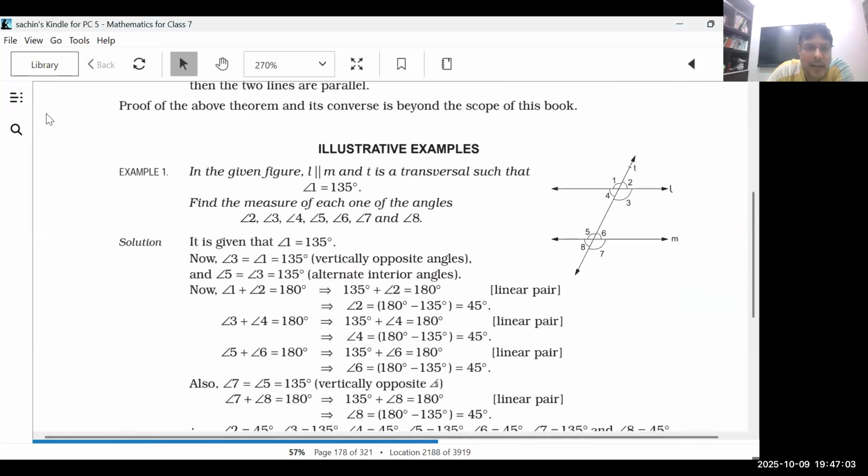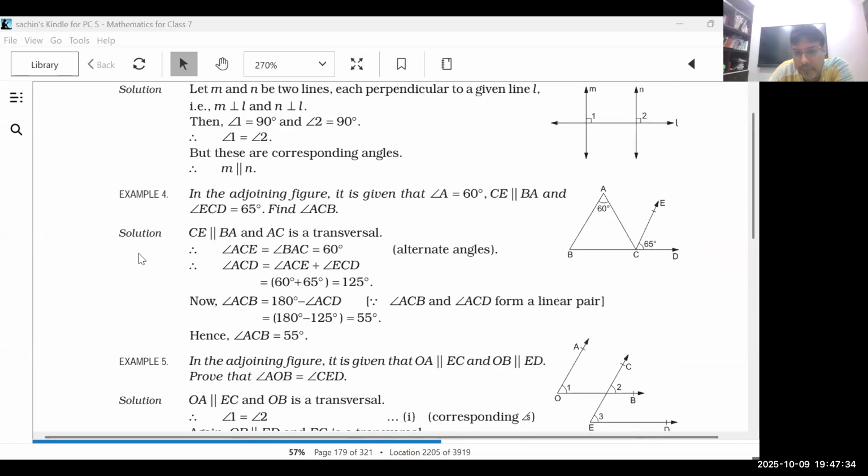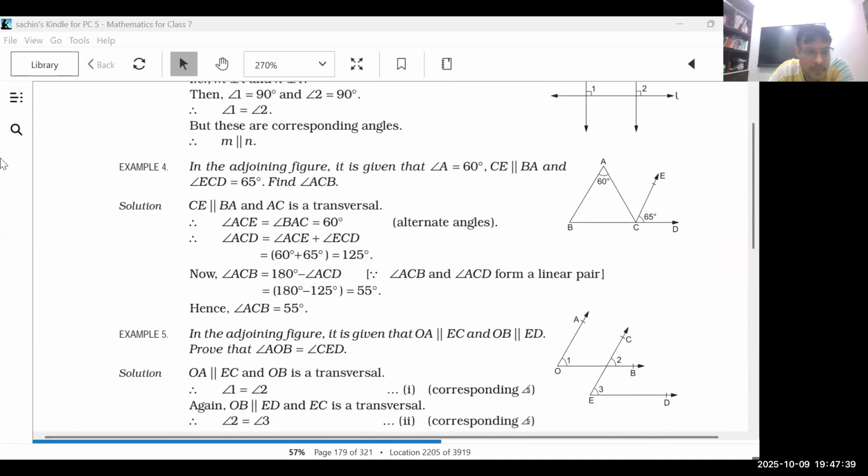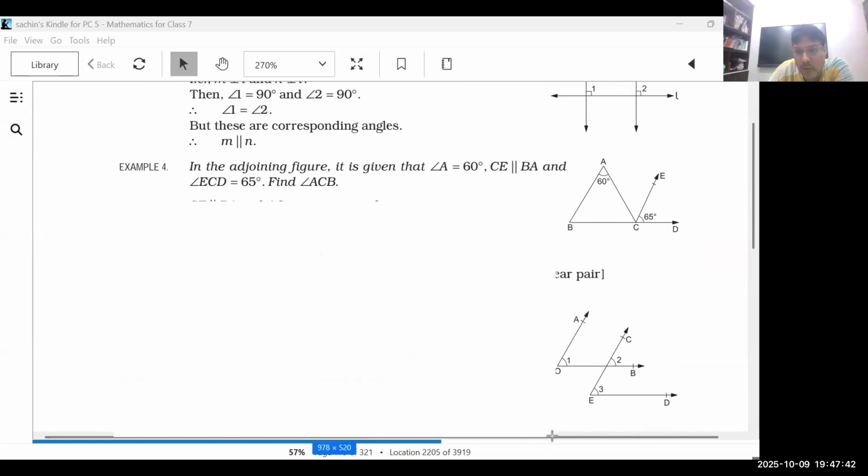So see, these are co-interior angles. Angles 6 and 3 are co-interior angles. They are not equal, but they are supplementary. Angle 3 plus angle 6, and angle 5 plus angle 4, is equal to 180. They are co-interior or consecutive interior angles. You should remember the names also. Okay guys, do the fourth question.